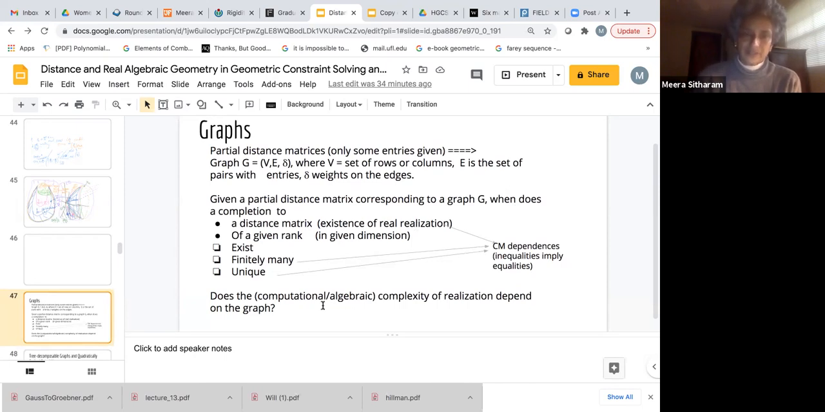So another question that you're interested in, besides whether or not they exist, et cetera, is suppose you wanted to find the realization, or even determine the existence of a realization algorithmically, what is the computational complexity? So all of these questions depend on the graph of the entries of the partial matrix, and to what extent do they depend, and do we care about more than just the graph?